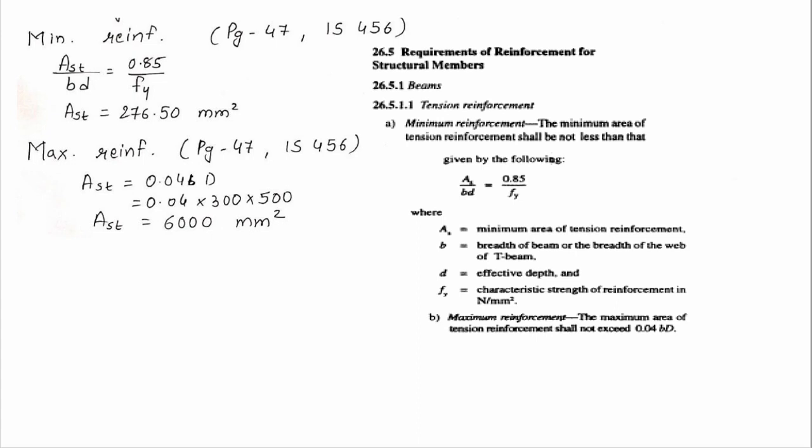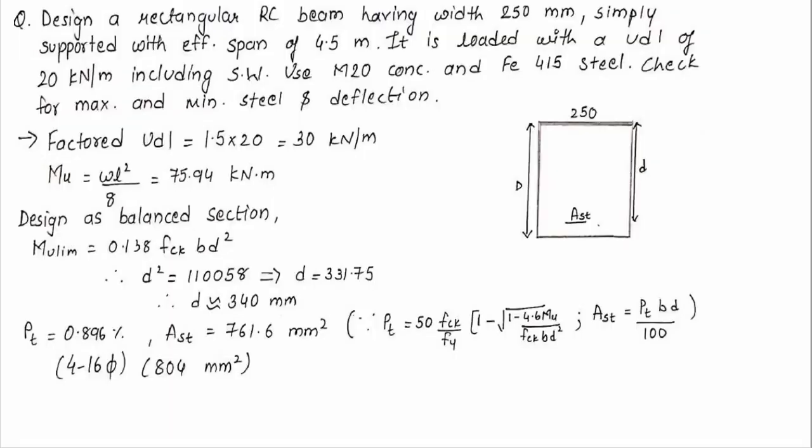Moving on to the next. The question is, design a rectangular RC beam having width 250, the width of the beam is given. It is simply supported with effective span 4.5 meter, that means the length of the beam is mentioned. It is loaded with a UDL of 20 kilonewton per meter including self weight. Again, including self weight is given in the question.